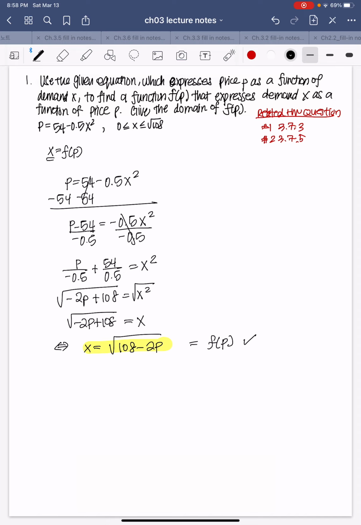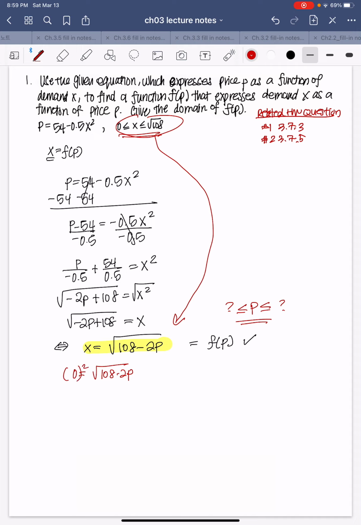That means our p value, because our input is p. Here we are given the x values. So you can plug these x domain values into our function and then find where p is between. So I'm going to plug in 0 and then square root of 108 and then find out our domain for p. So let's start with the 0. If I plug in 0 for x, because that's how x is defined, then I have 0 is equal to 108 minus 2p. Let's solve for p so we can find the domain of p.